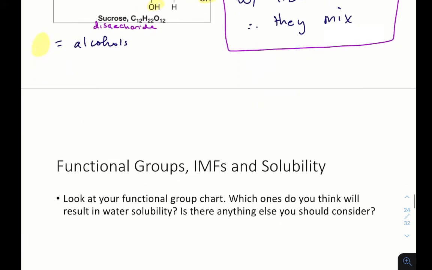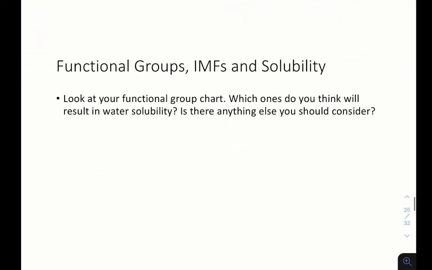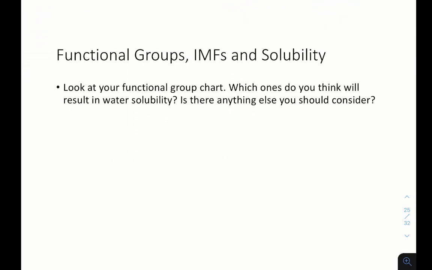Excellent. All right, we can do this. Let's look at our functional group charts. Which of these functional groups do you think will result in water solubility? And is there anything else that you should consider when you are evaluating the solubility of a molecule?